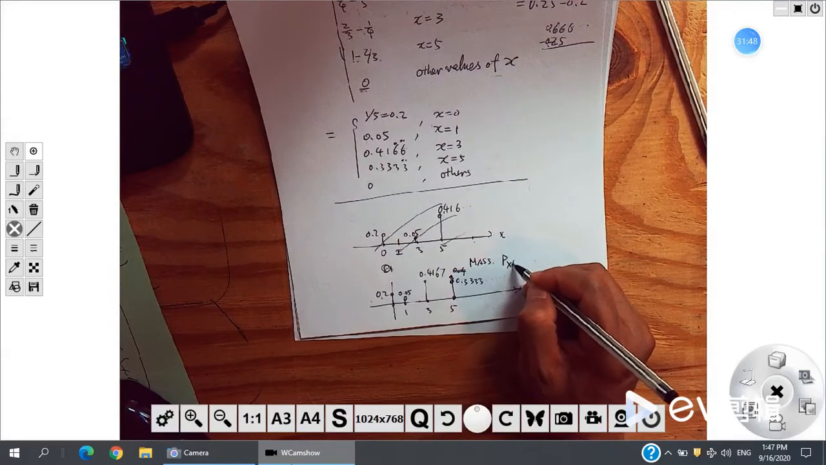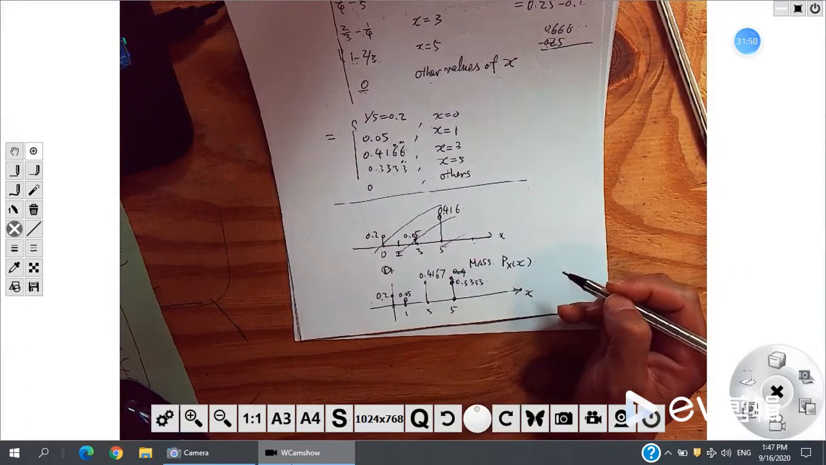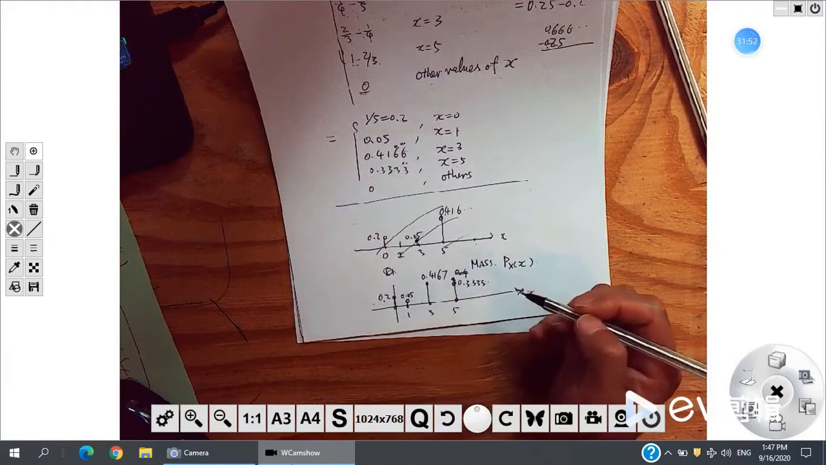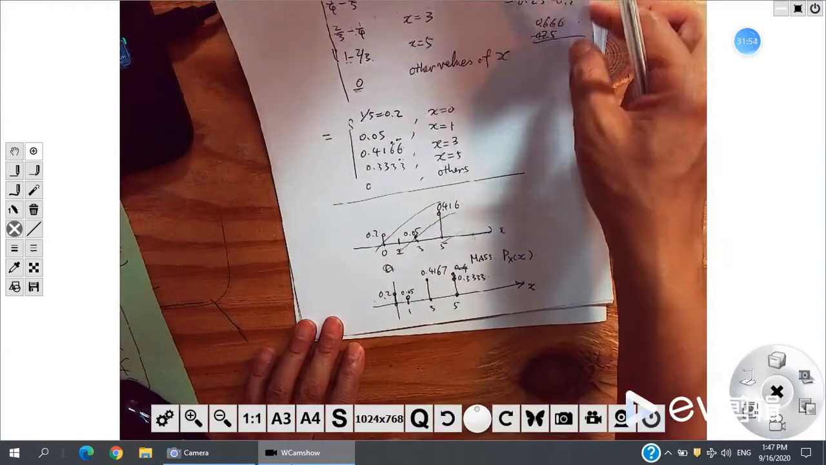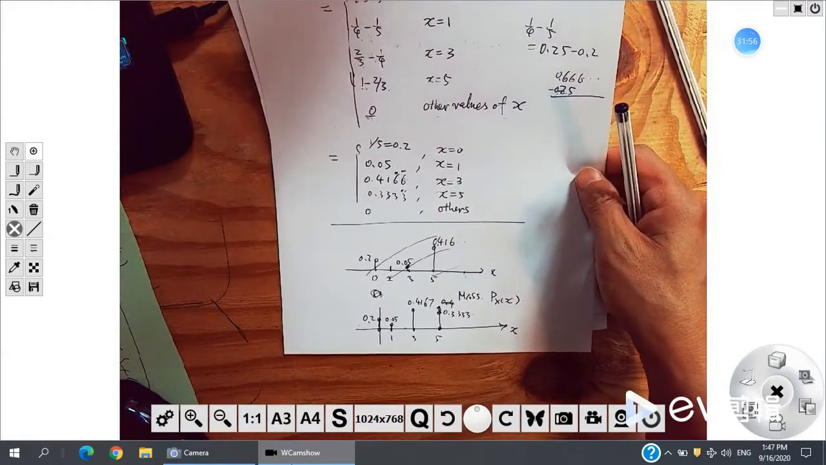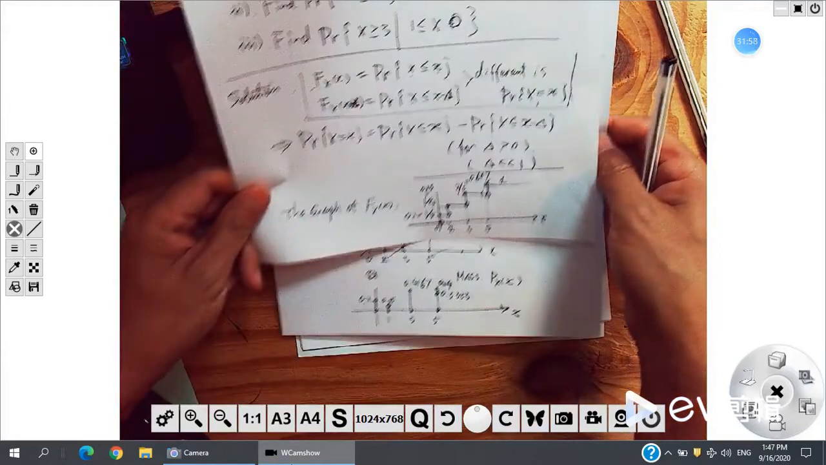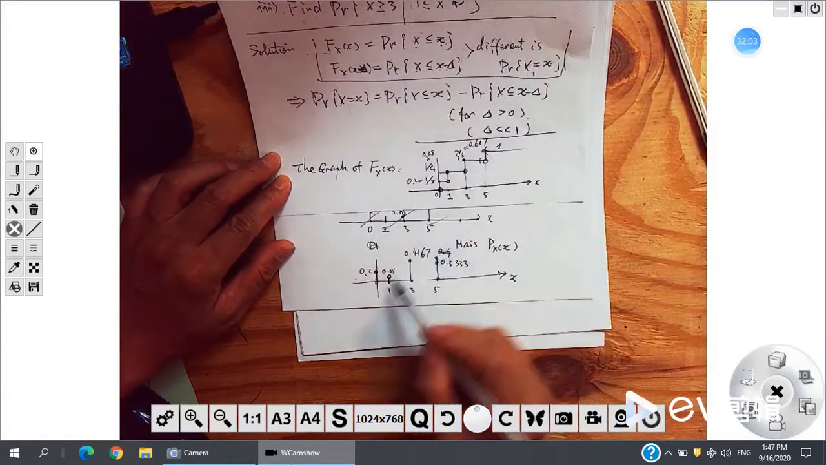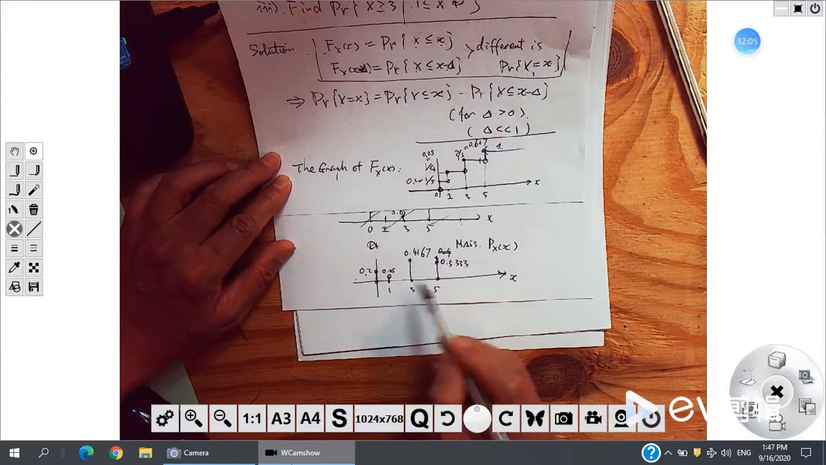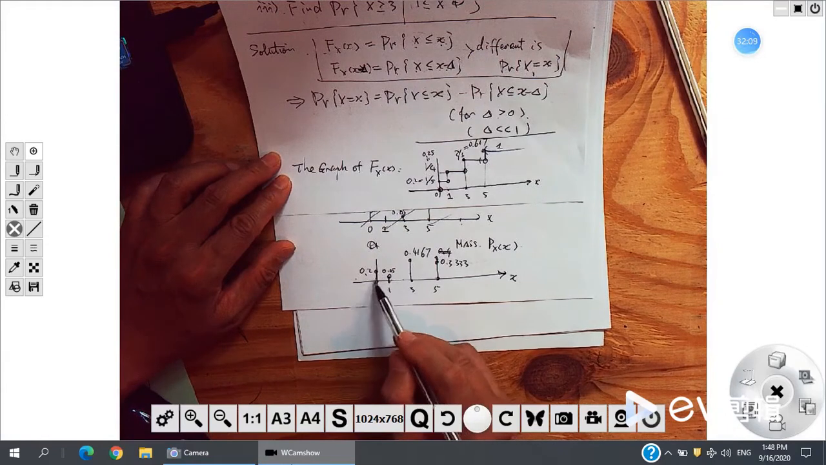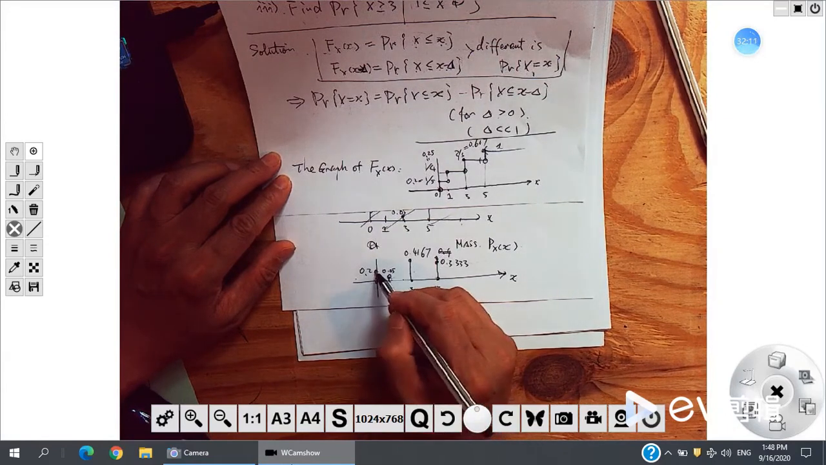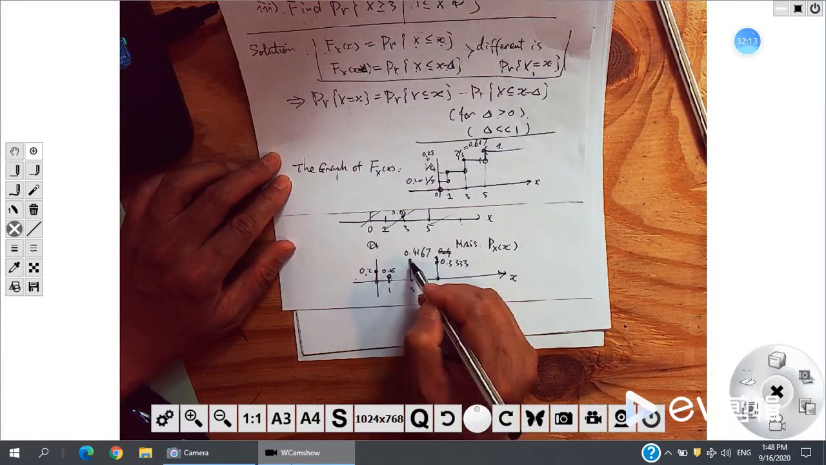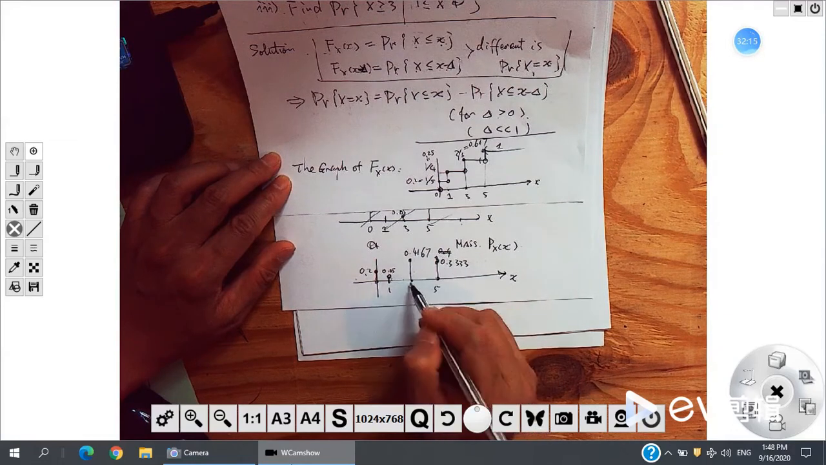P_X of x looks like this. So we have two functions with two graphs. This one is a CDF. This is a PMF. A PMF contains several bars. The peak values are the probability of that event symbol.